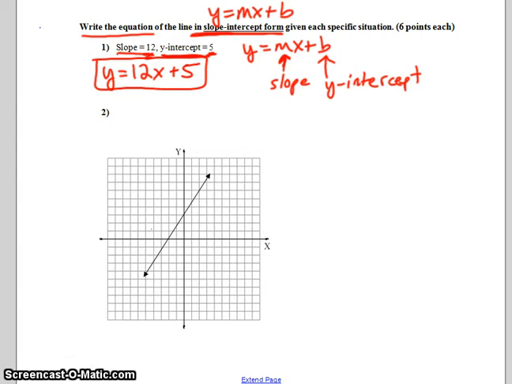Second one, y equals mx plus b. We have to find m and we have to find b. B is the y-intercept, so we look at the y-axis and see where the line crosses it. It crosses the y-axis right here, at 1, 2, 3. So b equals positive 3.